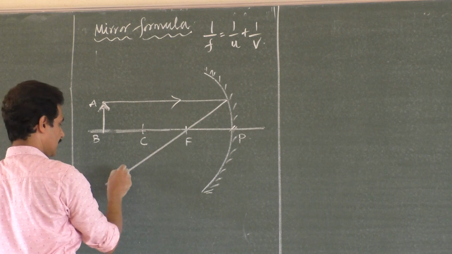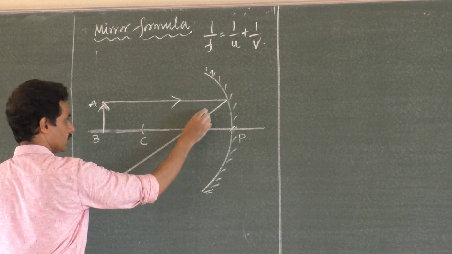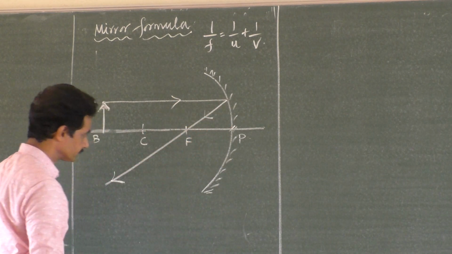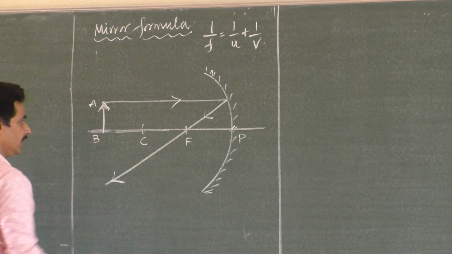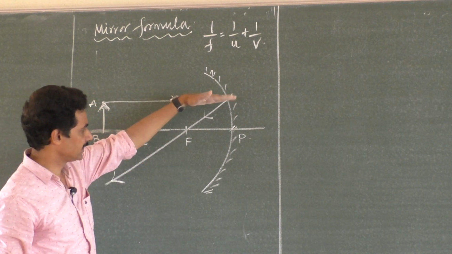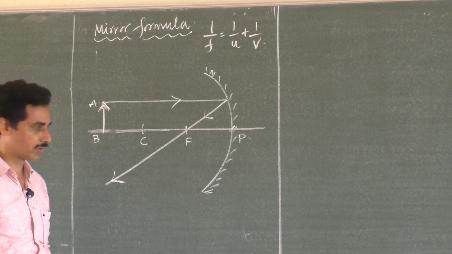So 1 arrow here, after reflection another arrow. Of course you can write an arrow here also if needed, but 1 arrow is enough. So a ray of light moving parallel to the principal axis, after reflection passes through the focus.